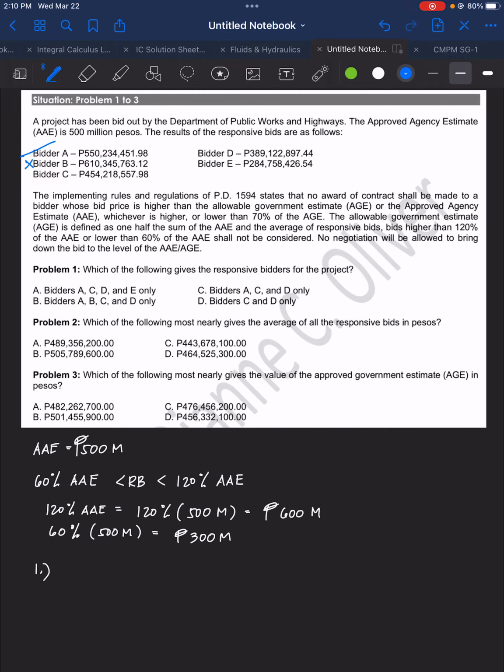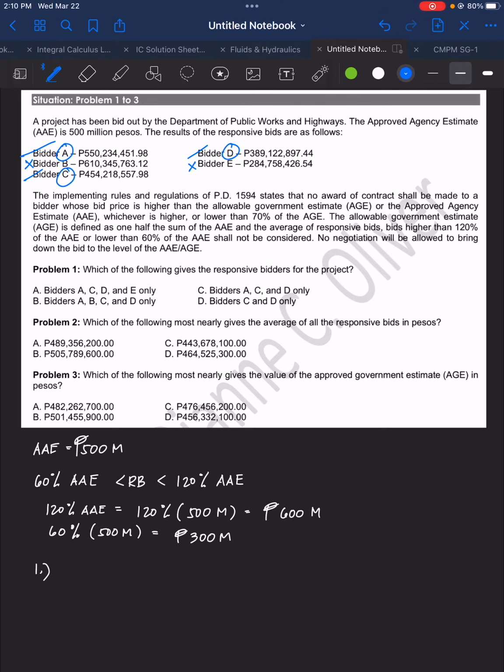Let's go to bidder C. We have 454 million. That is below 600 and that is above 300. Bidder D, 389 million. That is below 600 and above 300. Bidder E is 284 million. That's already below the minimum bid. So we will remove bidder E. Therefore, what's left here are bidders A, C, and D. So these are the responsive bidders.